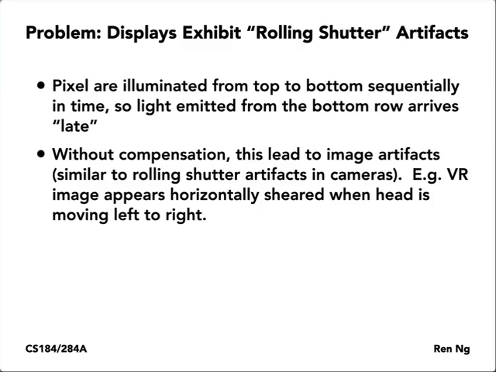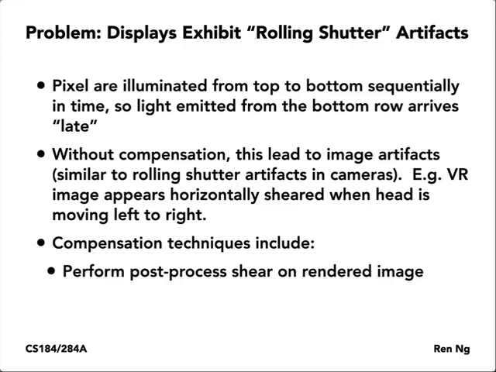Okay, so that's a fact, and you can try to reason out why that happens from your knowledge of rolling shutter and using the space-time diagram analysis that I showed in the last few slides. How do you fix it? How do you try to fix it? Compensation techniques might include, for example, performing a post-process shear on the rendered image. You have to be able to estimate the eye motion in order to do this in the correct way.